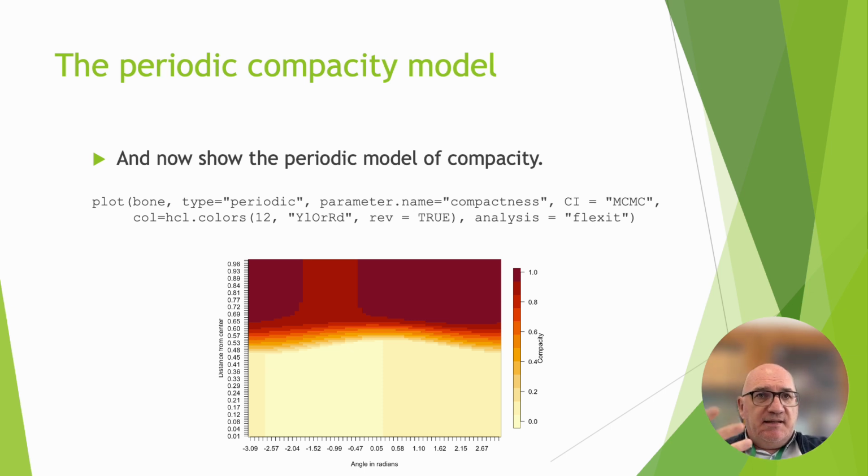Now that we have the parameters fitted with periodic effect, we can check what the periodic model of compacity is. This is done like this. We have the distance from the center. We are here at the center, here at the periphery. You see that the compacity is larger at the periphery, nearly null at the center, and you have a zone with change of compacity that is not exactly the same all around the bone. You see that you have less dense bone around the right of the bone, and it is more dense when you are more distant.